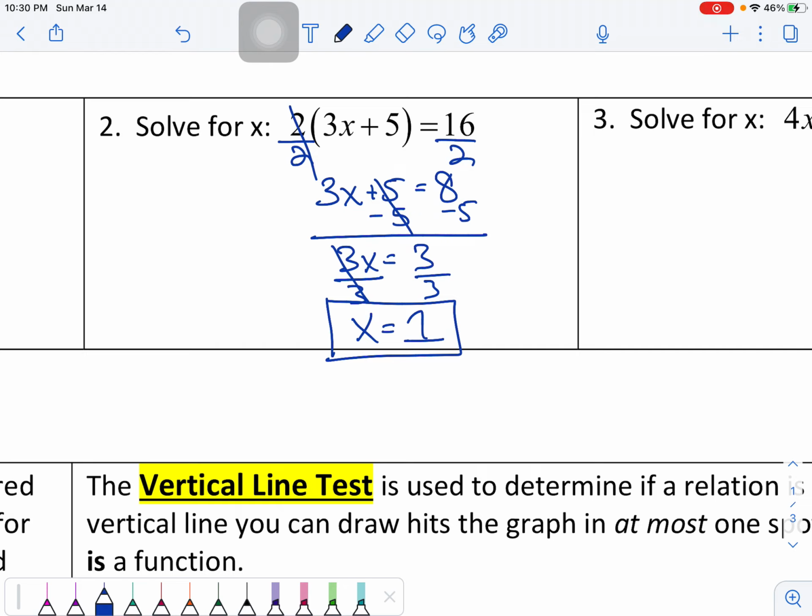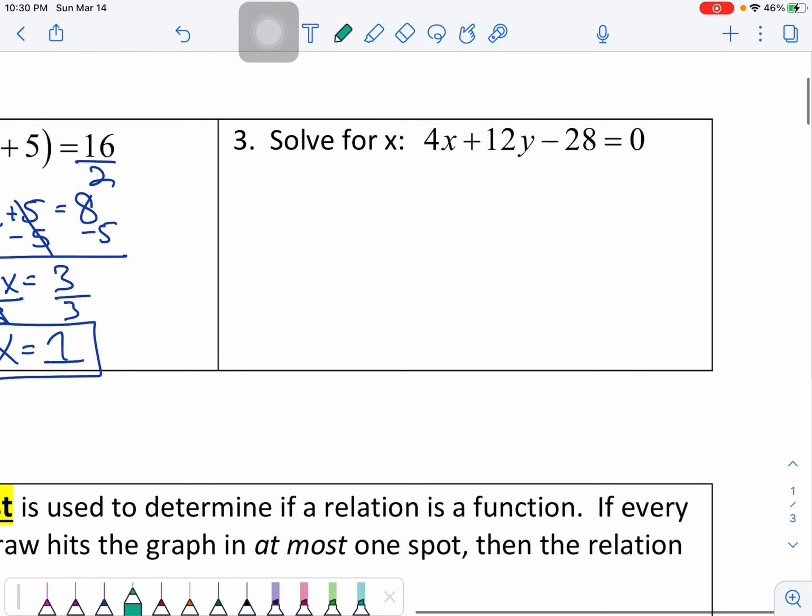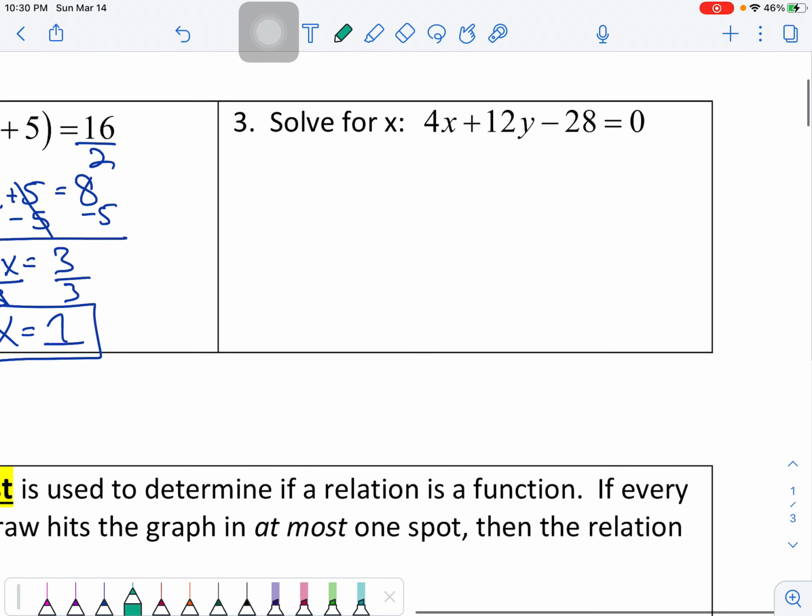And if you did distribute, you should still get the same exact answer I just got. So sometimes there's multiple pathways to solve a problem. It just depends on what pathway you see to get through the problem. Problem number 3 is a little different. You are solving for x, however, you have a y in this problem. And we don't know what y is equal to. So we can't get rid of it, but we can remove it to the other side of the problem.